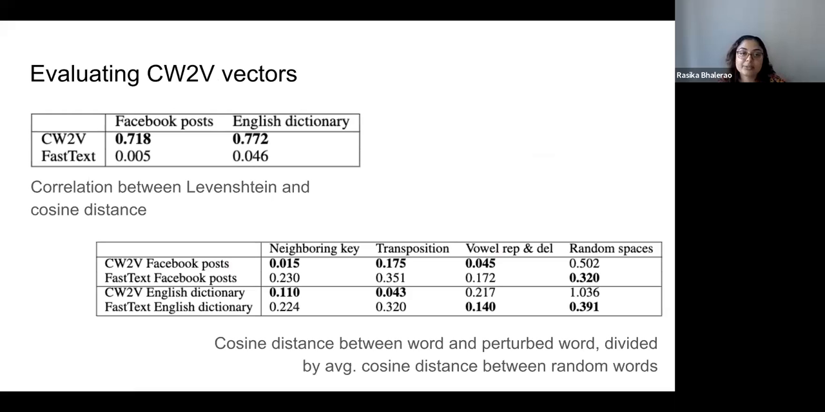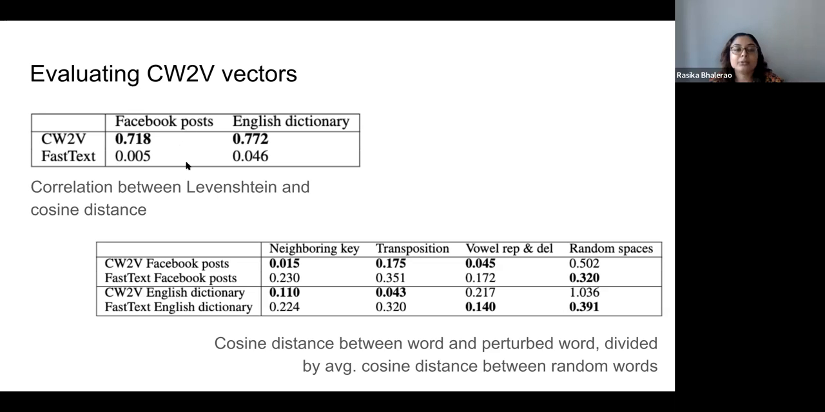So here you can see we evaluated this method. Up here on the top, we've got the correlation between Levenshtein and cosine distances for words. As a baseline, we used FastText, and then our method is CW2V. We measured the Levenshtein distance between the texts of the words, and then the cosine distance between the vectors calculated using those methods, and found their correlation.